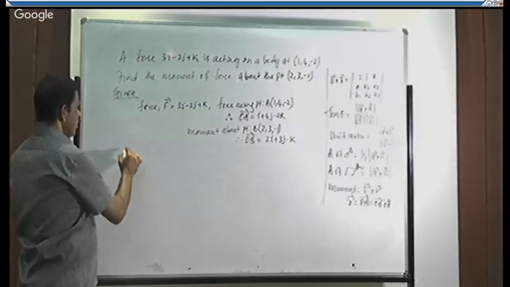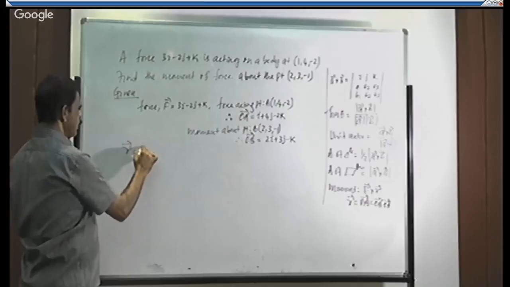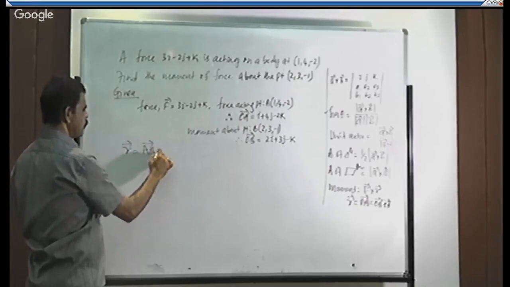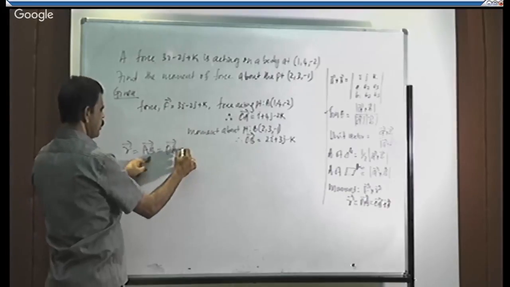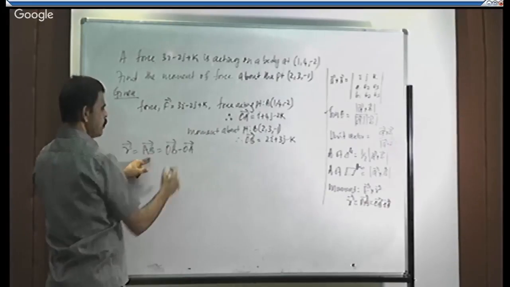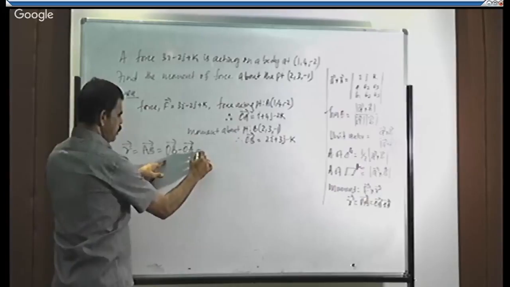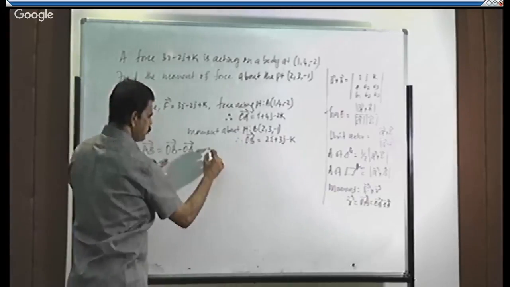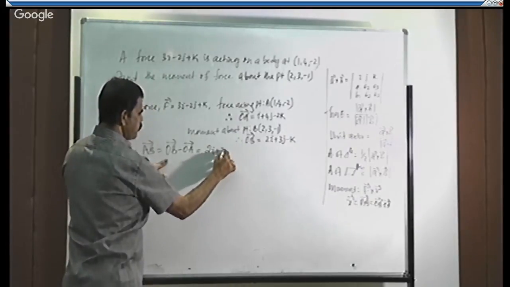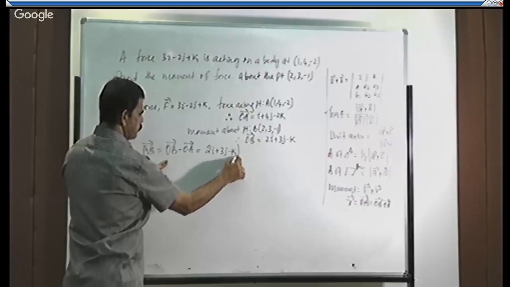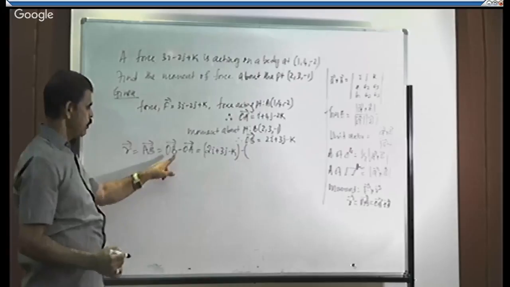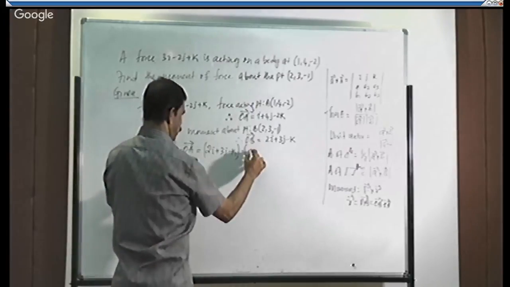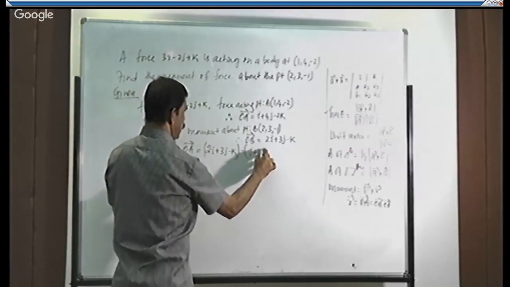Get R. R is equal to what? AB. That is equal to position vector of end point, that is B, minus position vector of initial point, OB. Right, OB. What is OB? It is 2i plus 3j minus k. Put it in bracket. Minus of OA. What is OA? It is i plus 4j minus 2k.